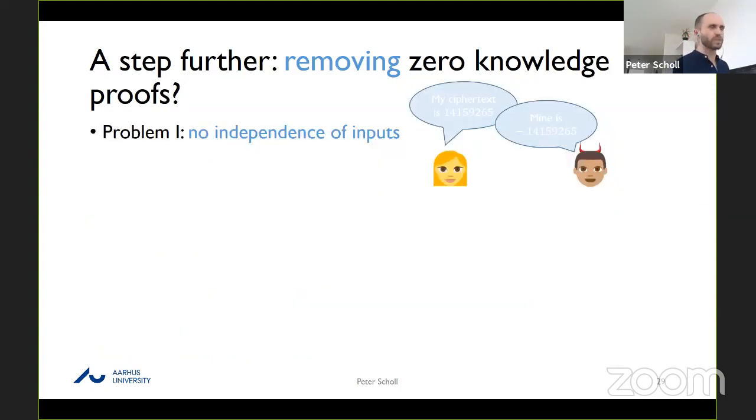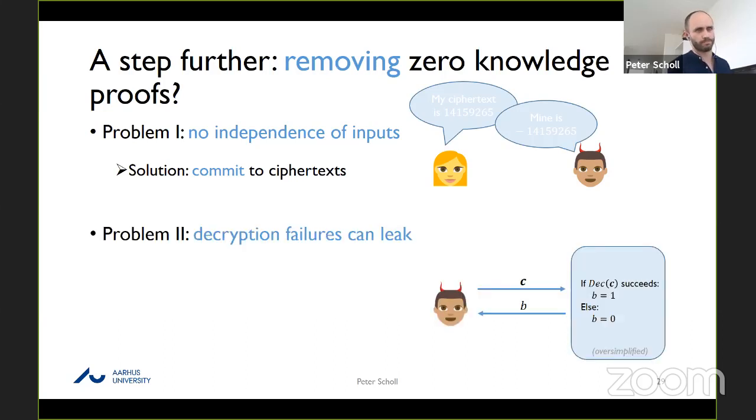The first problem that comes across, if you do this, is that you no longer have independence of inputs. I could just send a ciphertext which is the same as something I received, or I can force the ciphertexts to all be encryptions of 0 at the end by simply flipping the sign. But this is an easy one to work around, just by committing to ciphertexts and then opening all the commitments together at the end.